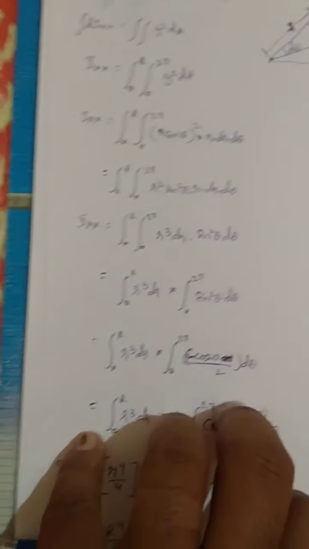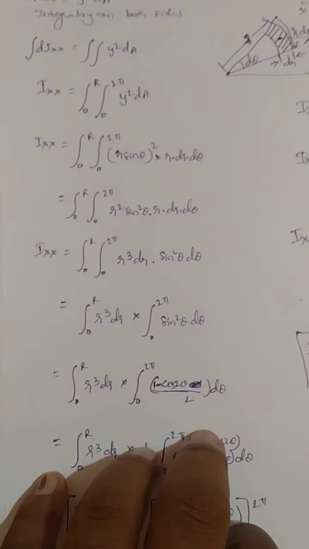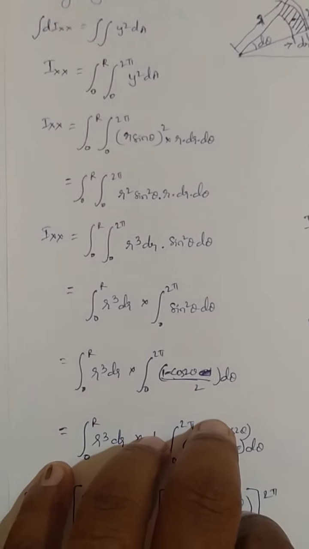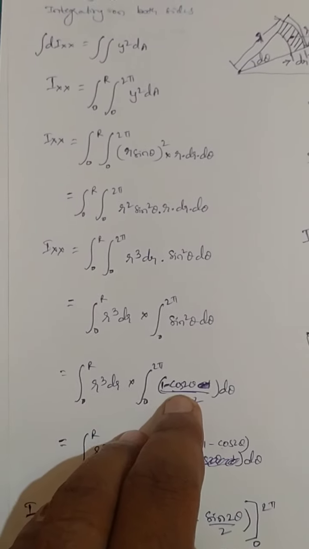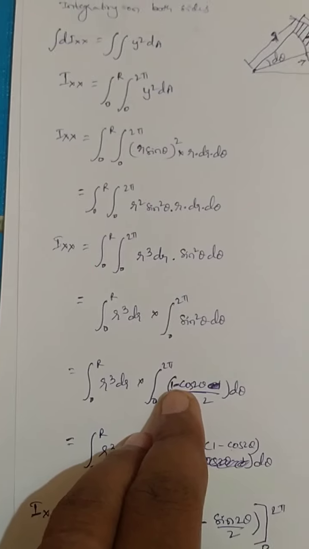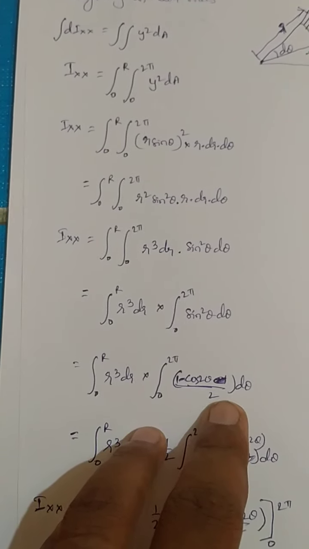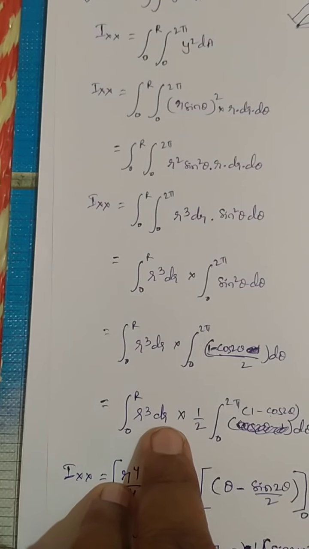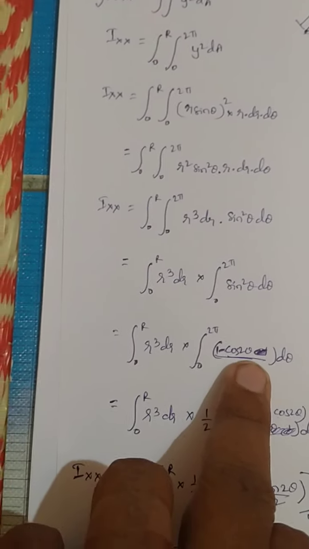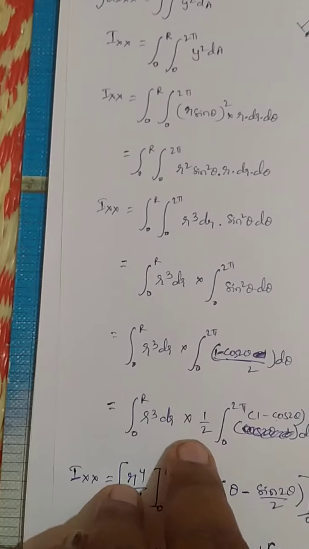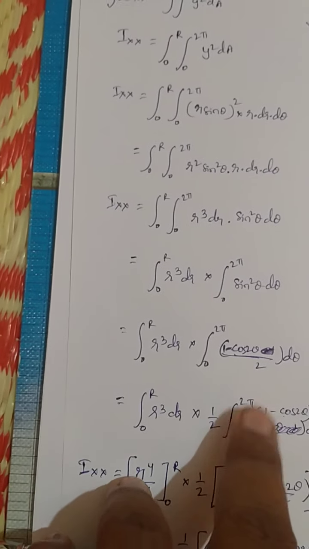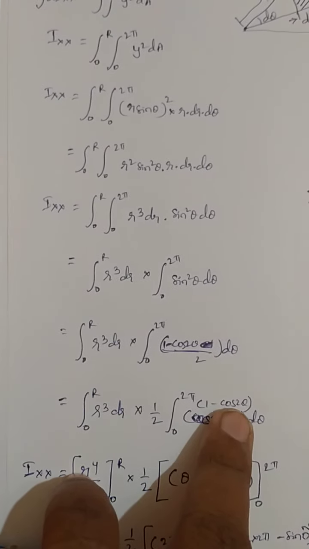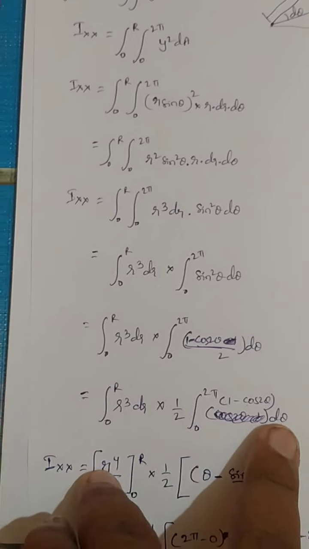We cannot apply the integration directly because we don't know the integration of sine square theta. But sine square theta we can write in terms of (1 minus cos 2 theta) divided by 2. This term remains as it is, r cube dr into 1 by 2. This 1 by 2 I have taken outside because it's a constant, outside the integration, 0 to 2 pi, 1 minus cos 2 theta d theta.